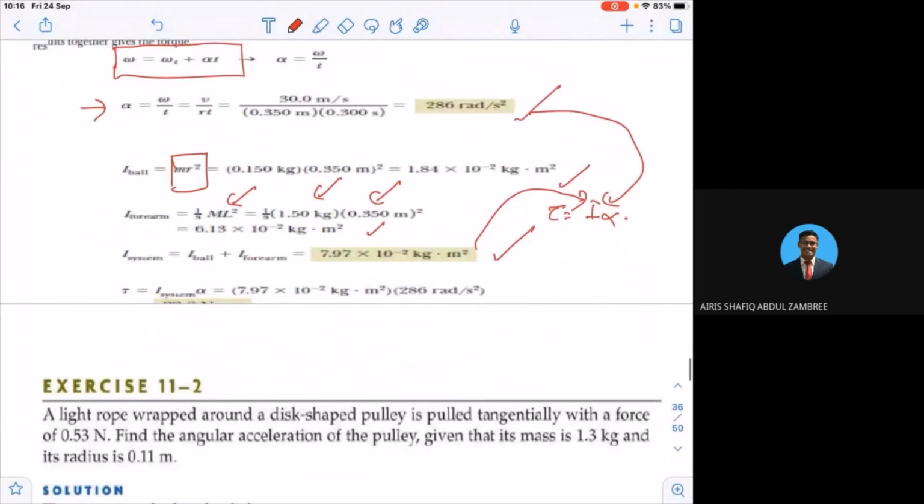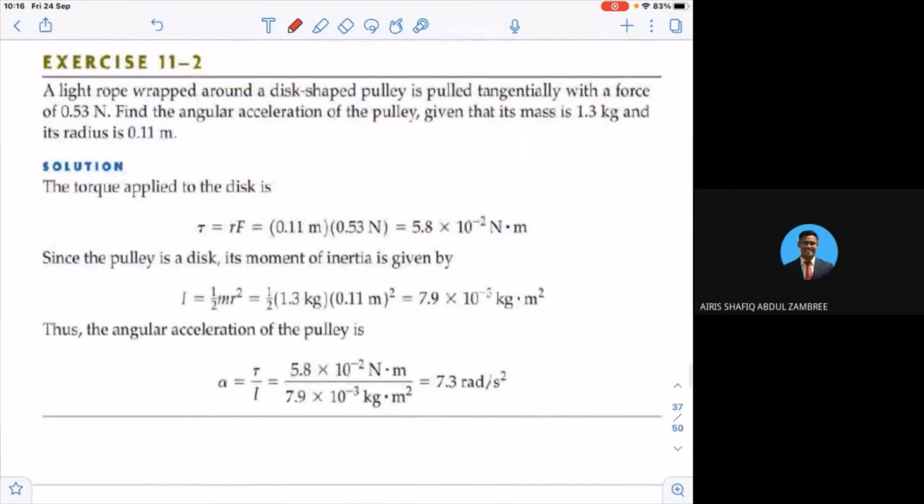Okay, you can do this on your own. This one is another exercise. A light rope wrapped around a disc-shaped pulley is pulled tangentially with a force of 0.353 Newtons. Find the angular acceleration of the pulley. First of all, the applied torque is torque equals r F. So we will get 5.8 times 10 to the power of -2 Newton meters as our torque.